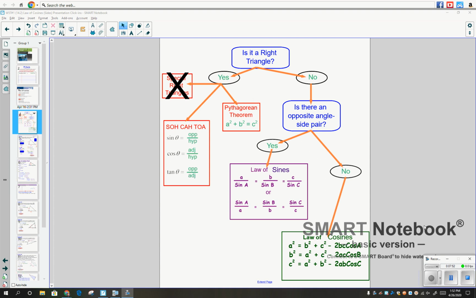Well, what we're going to look at today does not have an opposite pair. So if our answer is no, we're going to use the law of cosines. That is our next step. That's what we're going to look at. That's our next option.